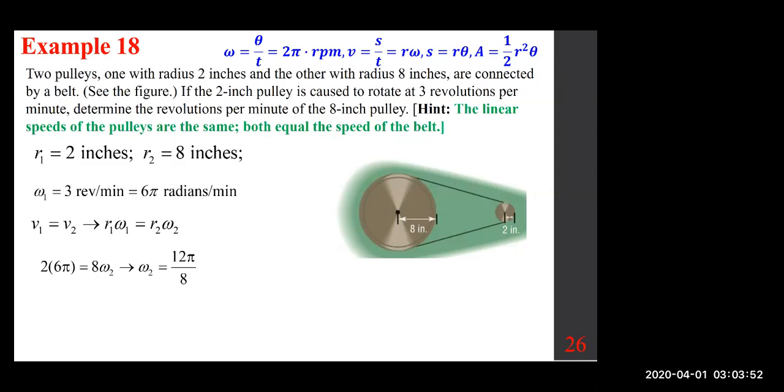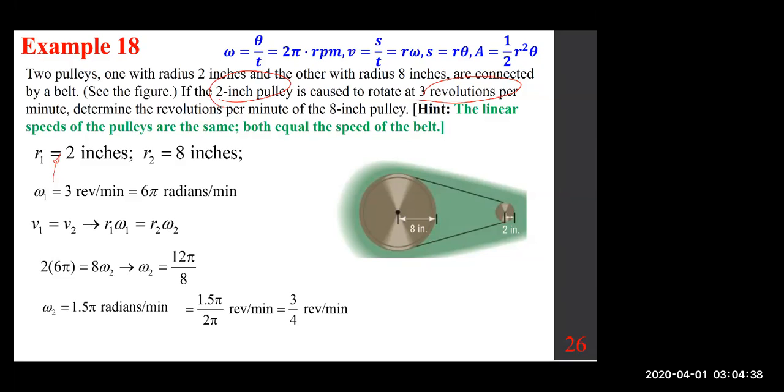So omega 1, because the 2-inch pulley gives us 3 revolutions. Okay, class? So that's why we call it omega 1. In other words, it pertains to this one. And so cross product gives us 12 pi over 8 radians per minute, and that's 3/4 of a revolution per minute.